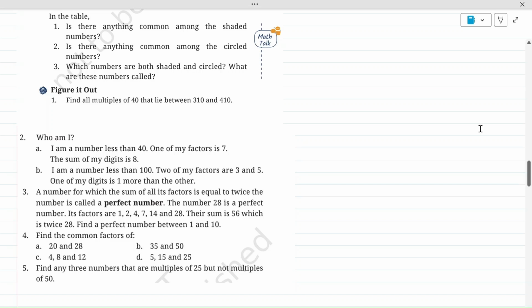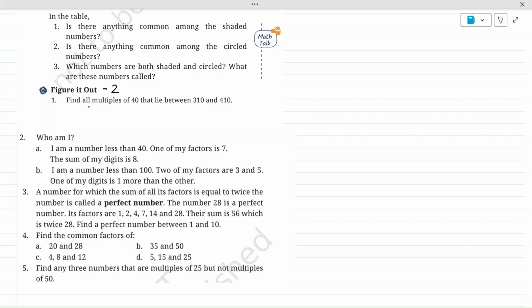Hello kids, in our last class we have done the first figure it out of 5.1 and in today's class let's do the second figure it out for 5.1 only. So let's start with the first question. By now we are very much clear with the concept of multiples, factors, common multiples and common factors, right? So let's start with this exercise.